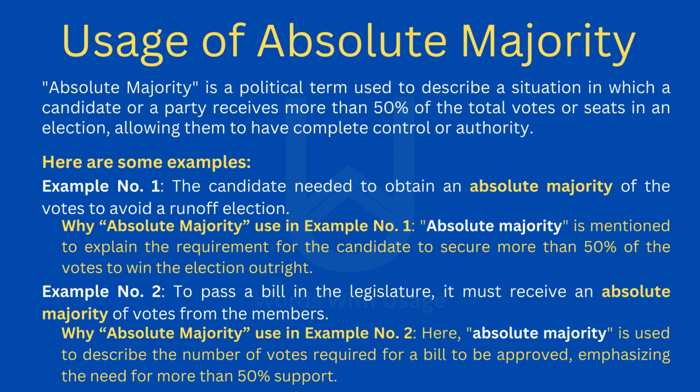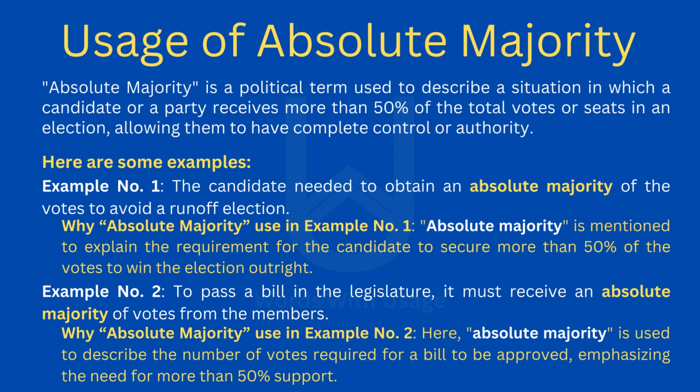Example number 1. The candidate needed to obtain an absolute majority of the votes to avoid a runoff election. Why is absolute majority used in example number 1? Absolute majority is mentioned to explain the requirement for the candidate to secure more than 50% of the votes to win the election outright.